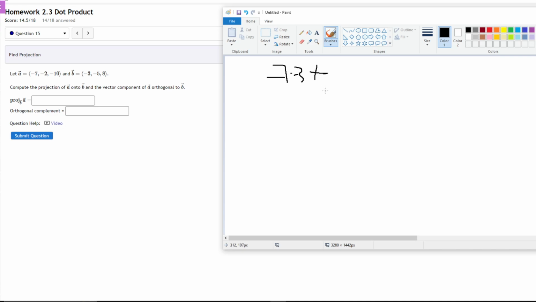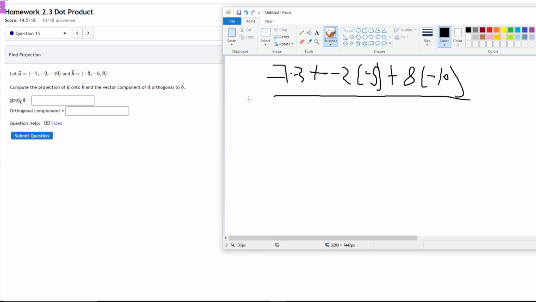So let me do this now. -2 times -5 plus 8 times -10. That's our numerator. It sucks because I deleted the equation, but you can jump back to look at it. We'll just be following that equation the entire time. That's all we have to do. And for the orthogonal complement, I'll show you.